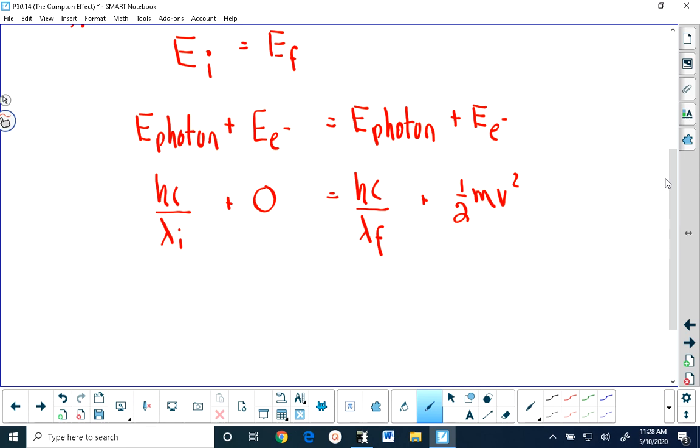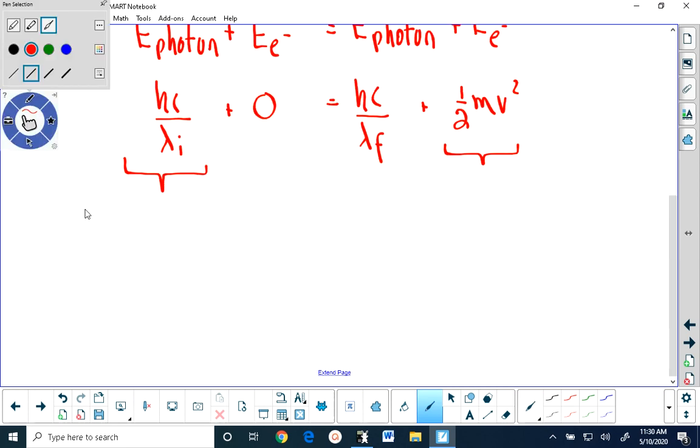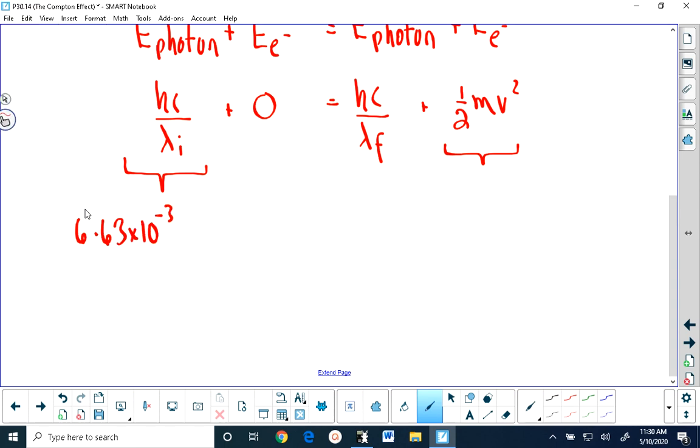Now, we have enough information that you can calculate this, because you're told the wavelength of the photon before. So we can calculate that. We also have enough information in the question that allows us to calculate 1/2 mv squared, because you're told the speed of the electron. So this is 6.63 multiplied by 10 to the negative 34.